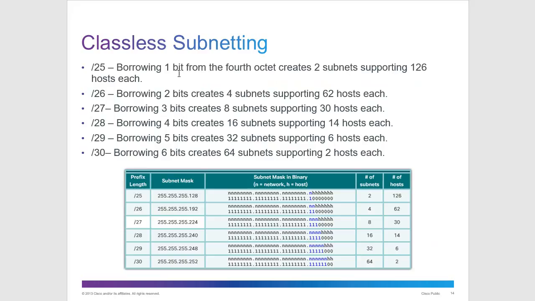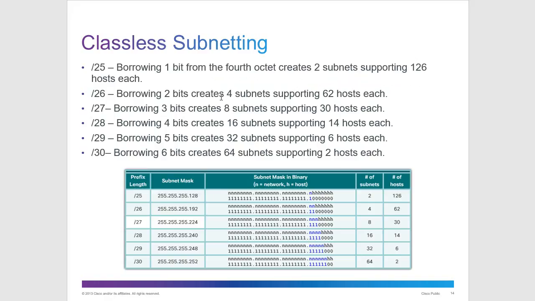So based on bits borrowed, we've talked about borrowing bits, and this is going to be an easier range. We start with the /24, and we're borrowing into the fourth octet here. So if you borrow 1 bit, you end up with 2 subnets you can create, which supports 126 hosts each. And we'll talk about why that is in just a second.